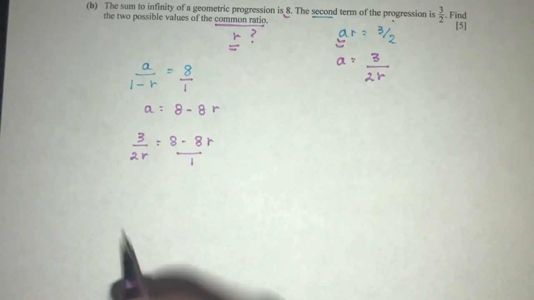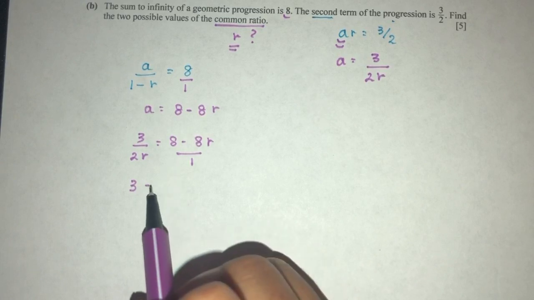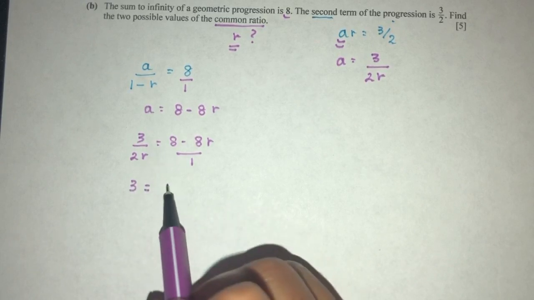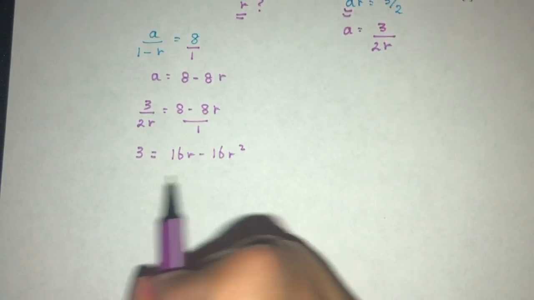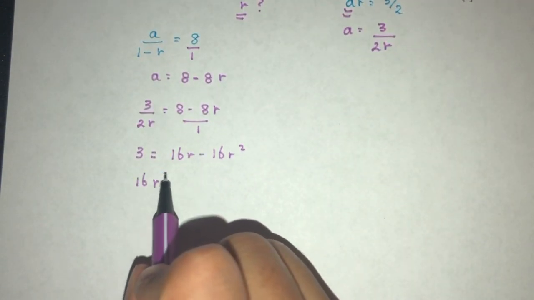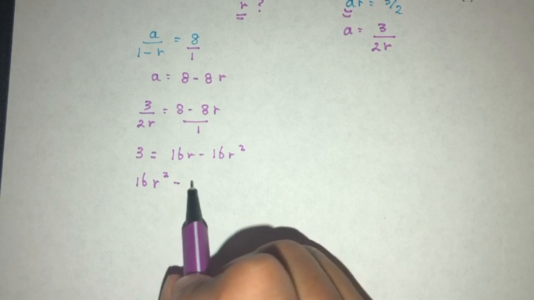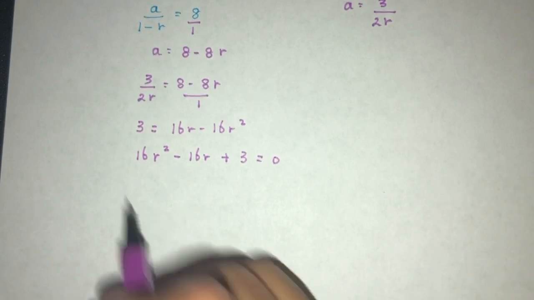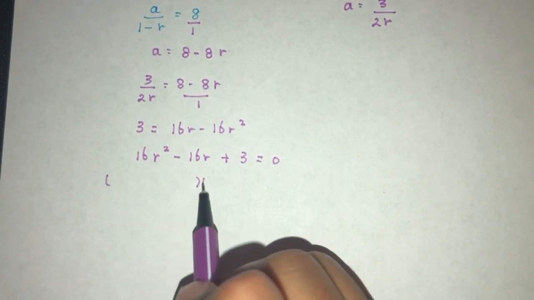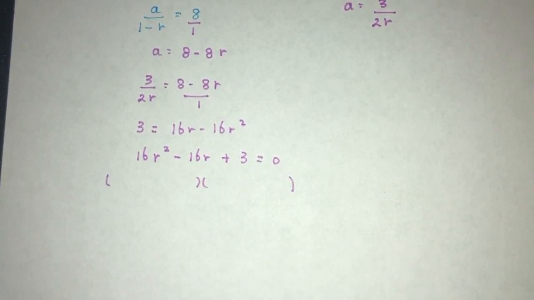We can cross multiply, and you will have 3 equals 16r minus 16r squared. Now rearrange, and you have 16r squared minus 16r plus 3 equals 0. So let's find the value of r. We can factorize. It can be complex for this factorization, so if you don't know how to factorize, always revert back to using your formula. You can always do that.